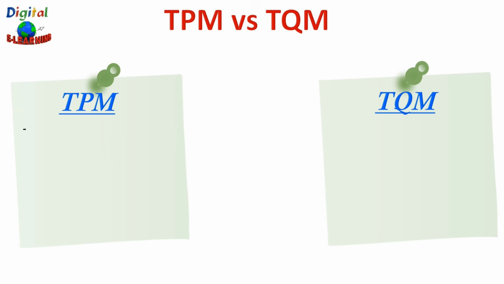Now let us see the difference between TPM and TQM. Both TPM and TQM are key operational activities of a quality management system. If we talk about the difference between these two, TPM is more focused on equipment, that is the input parameter, while TQM is more focused on the overall quality as the output.